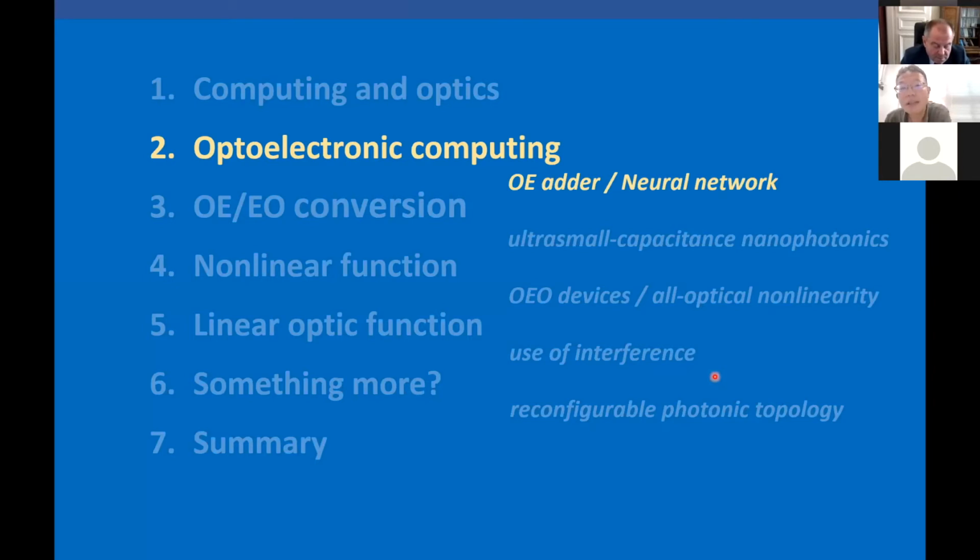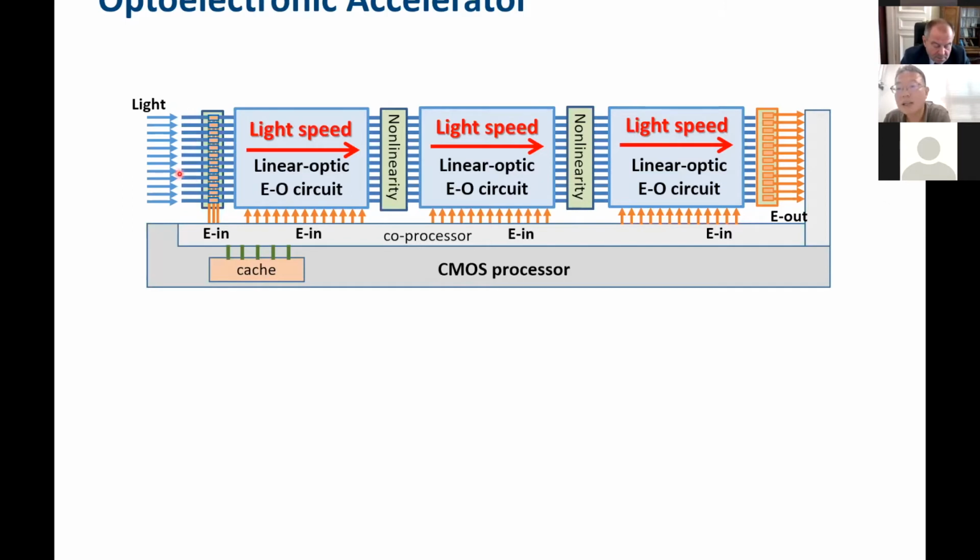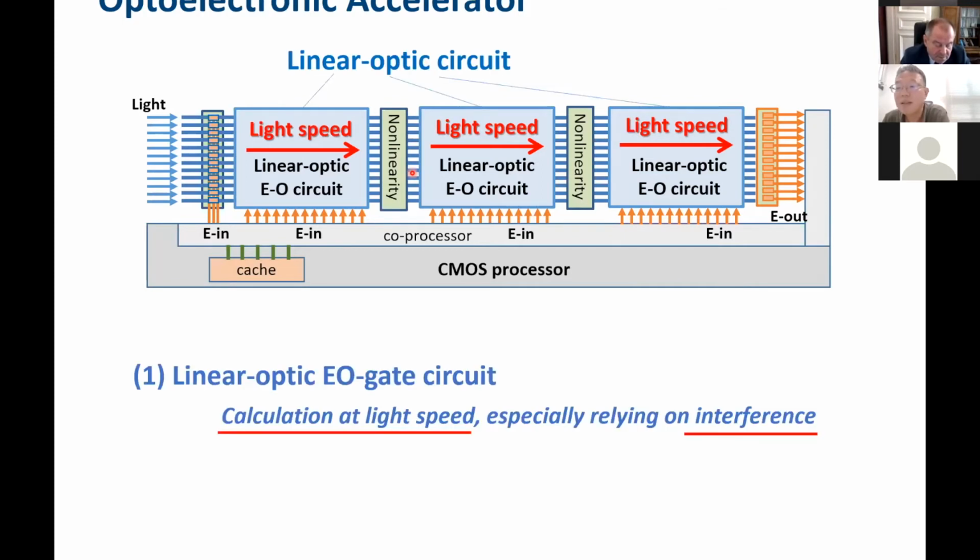So this illustrates a typical optoelectronic computer or optoelectric accelerator. And this accelerator is tightly connected to the CMOS processors. And it takes charge of computation requiring small latency with small energy cost in this computer system. The optoelectric accelerator consists of 3 parts. The first part is a linear optic, electro-optic gate, EO gate circuit.